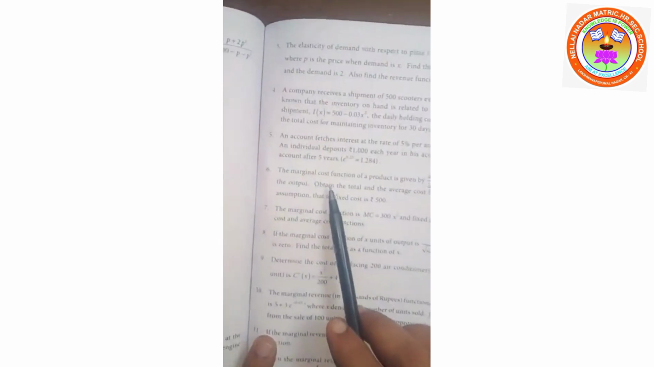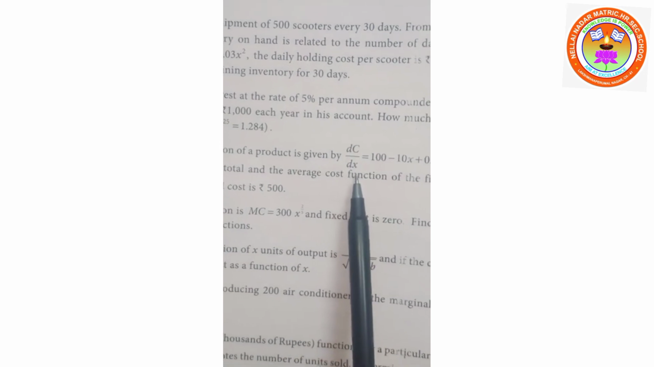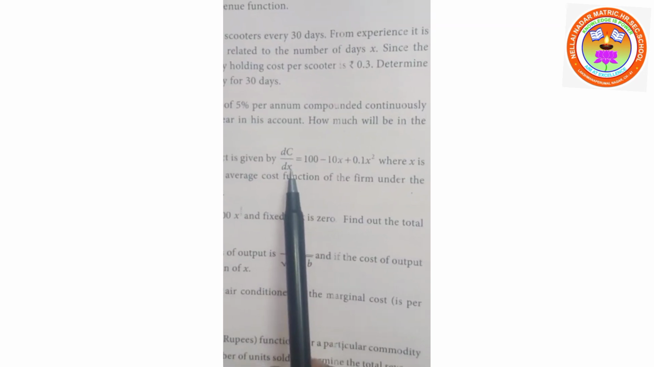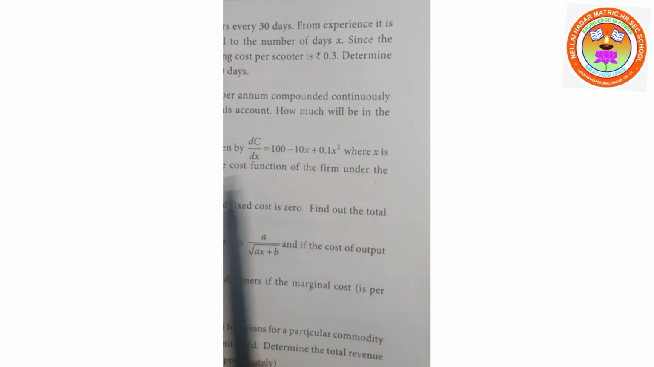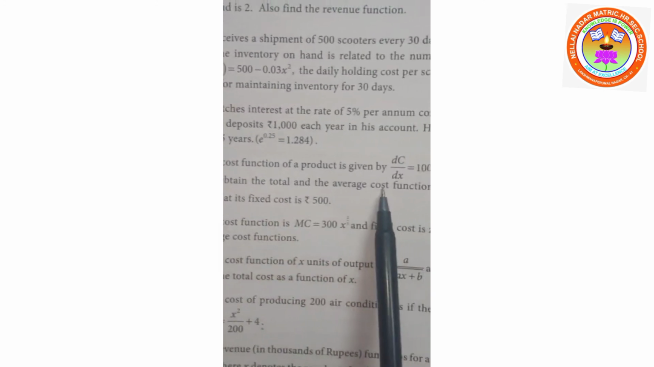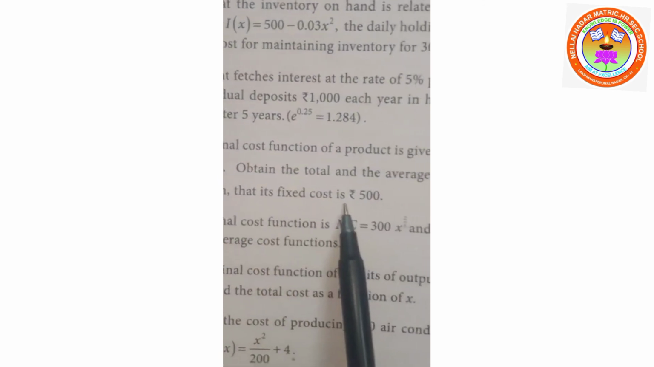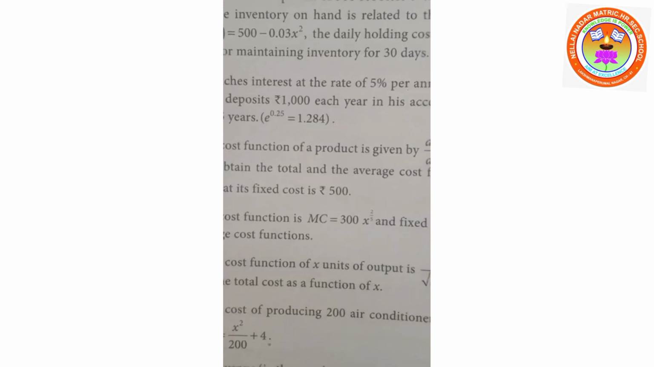12th standard business mathematics and statistics, chapter number 3, continuation of exercise 3.2. Now problem number 6. Marginal cost function is given, dc by dx. Already told you dc by dx and marginal cost are same. Then where x is the output, you are asked to find out the total cost and average cost when the fixed cost is 500. Look at the word, fixed cost is 500 rupees. You can proceed.